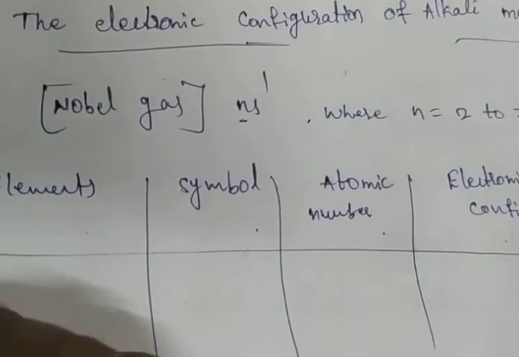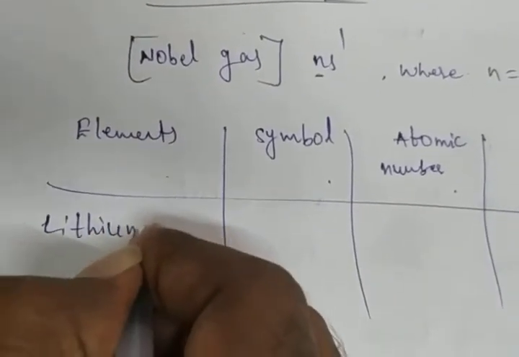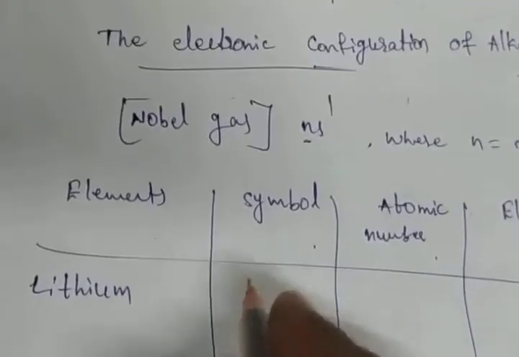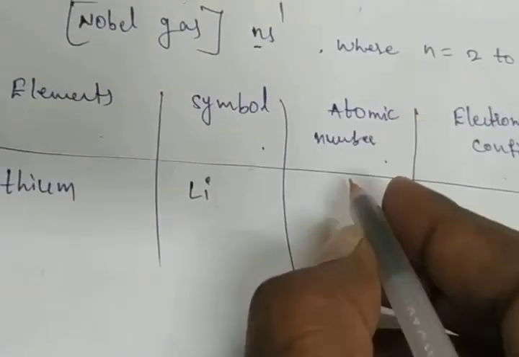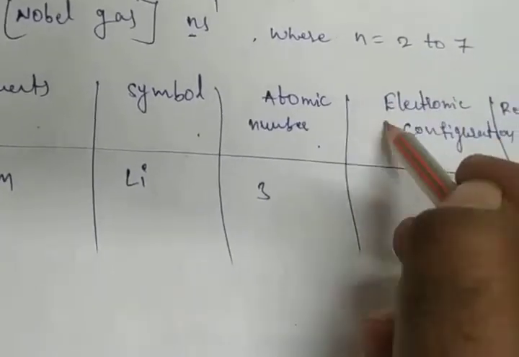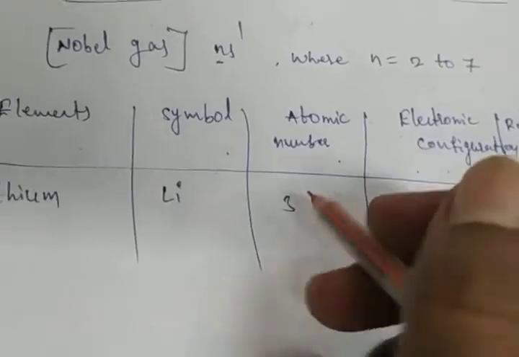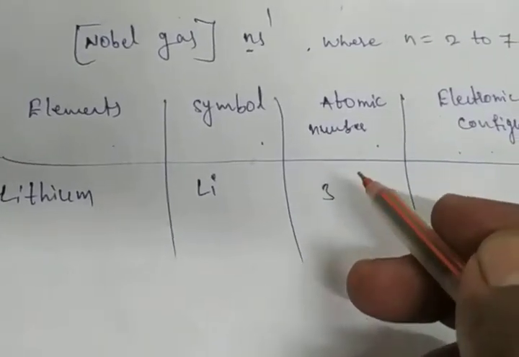The first element in this group is lithium. What is the symbol of lithium? Li. What is the atomic number of lithium? 3. Now, the electronic configuration. The atomic number is 3, so 3 electrons are there.